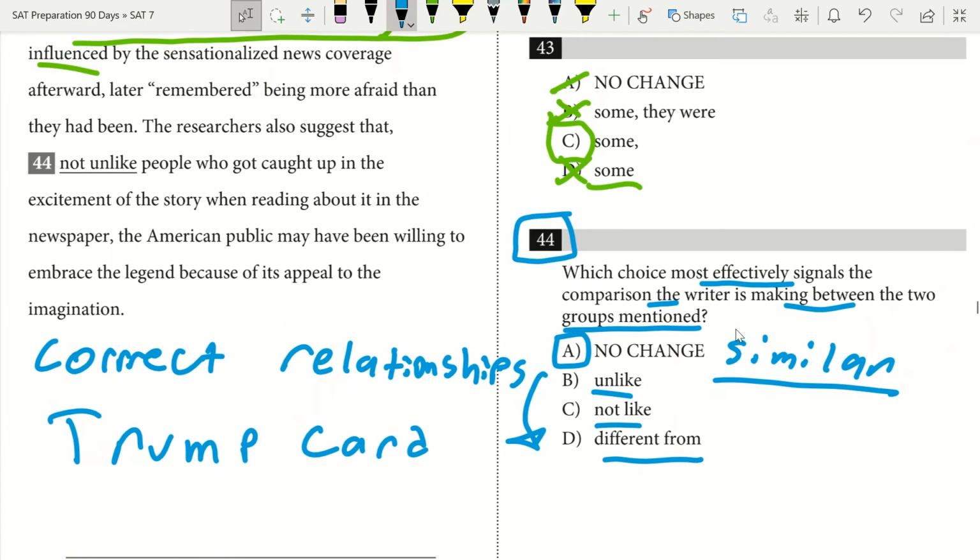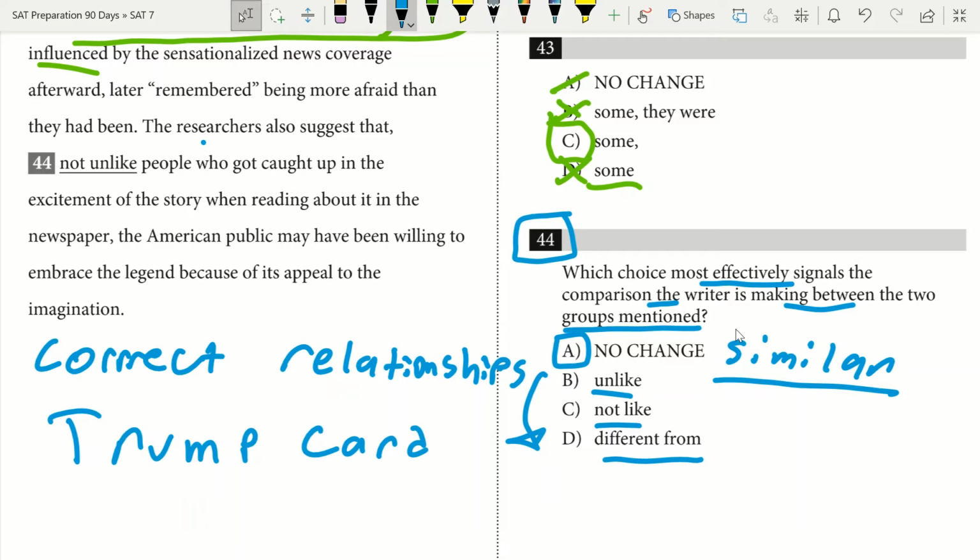So you haven't obviously read this passage, and I'm not going to make you read the whole thing, so I'll just give you a quick summary. It talks about how people got caught up in the excitement of this news story on the radio about aliens, and people believed it, and then it talks about how the American public embraced the legend that a ton of people were believing it, when in reality, probably not that many people actually believed it.